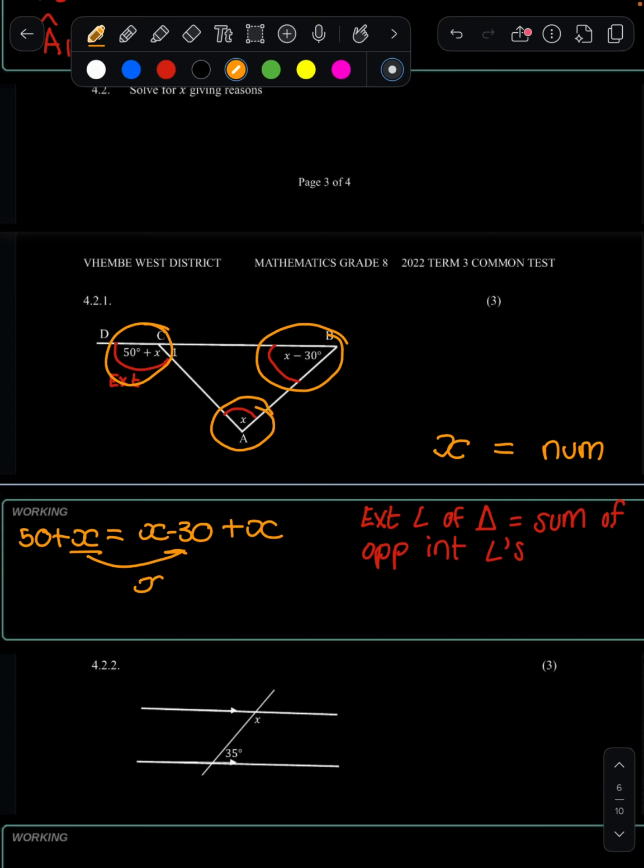So I'm going to have x plus x minus x. And with the numbers, I'm going to take the minus 30 across. When it's minus 30, I take it across, it's positive 30 then. So it's going to be 50, add 30. If we then simplify a bit, 50 add 30 is 80. And on this side, x plus x is 2x, minus x is just x. And so we get x is 80 degrees, which is what they wanted for this one. So let's just put it here.